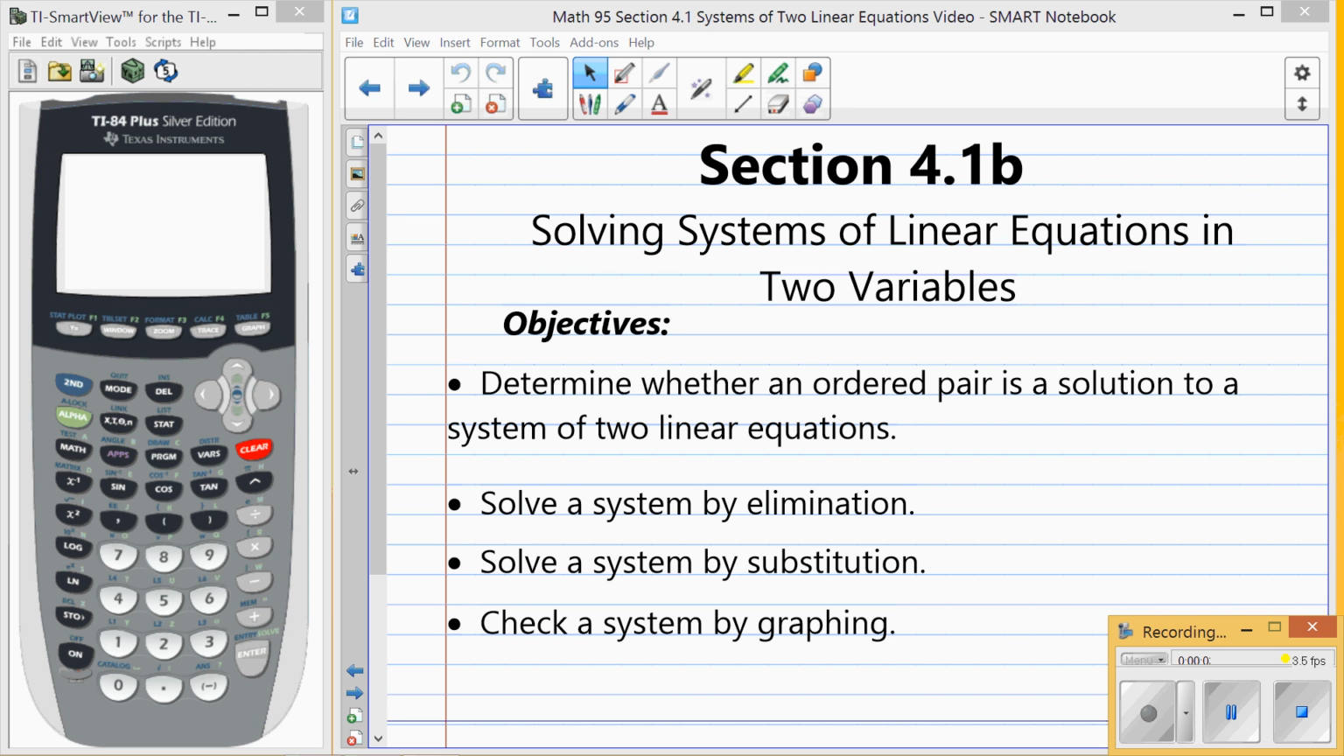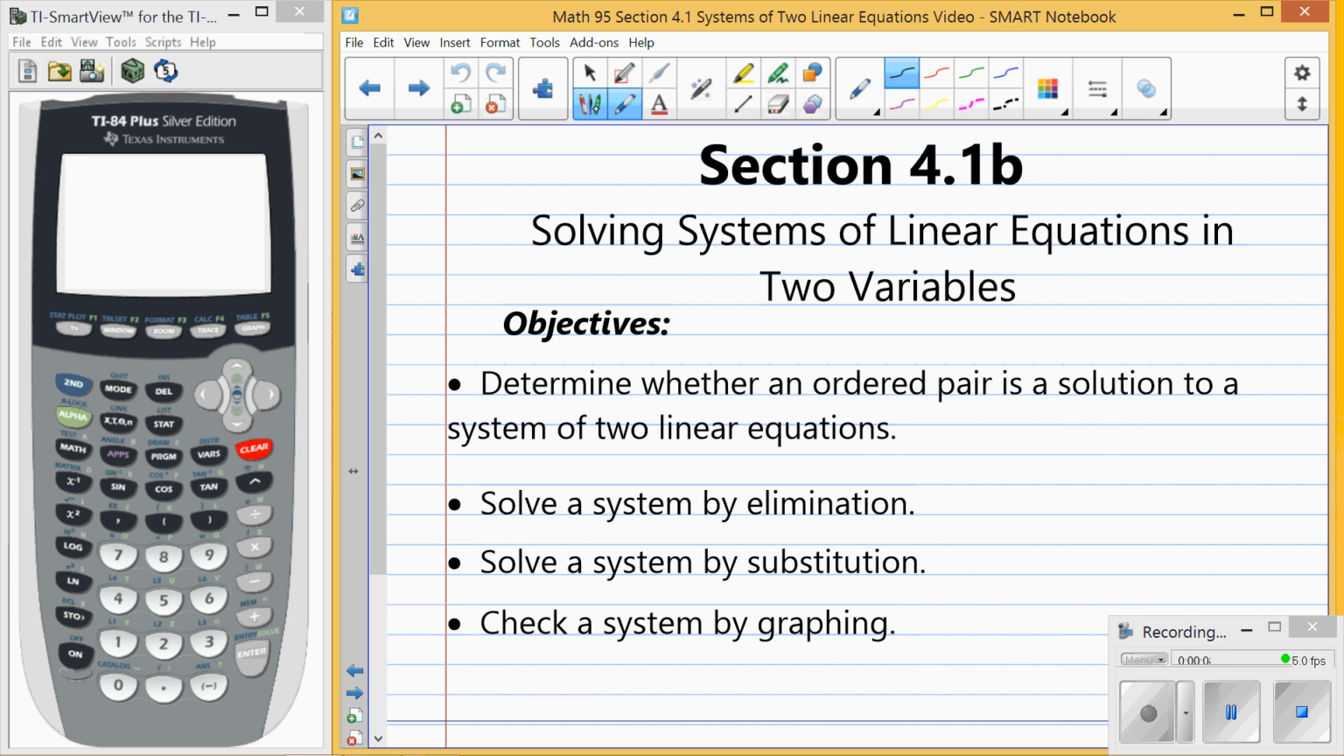Welcome back to Math 95, Section 4.1. We're going to continue our discussion on solving systems of linear equations in two variables. We've already checked to see how an ordered pair could be a solution to a system of two linear equations. And we talked about solving a system by elimination. We've also talked briefly about checking a system by graphing. We will do a little bit more of that in this video as well.